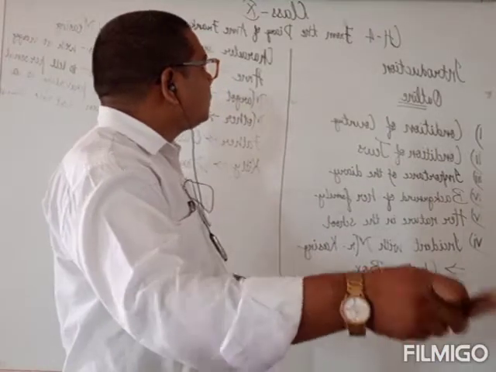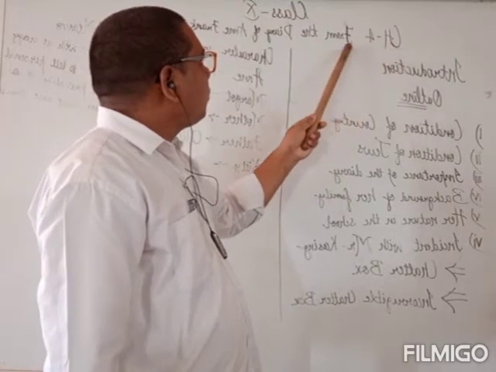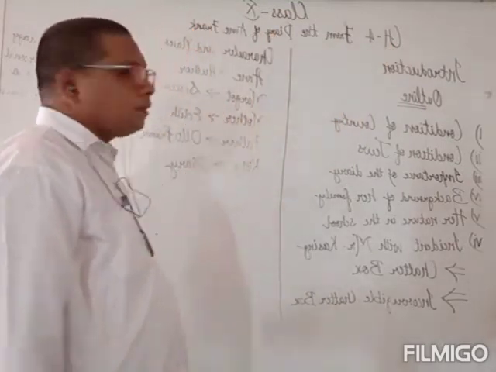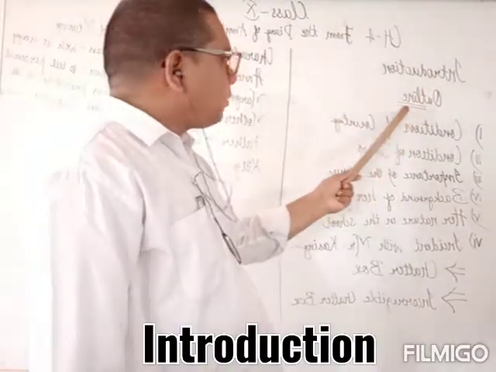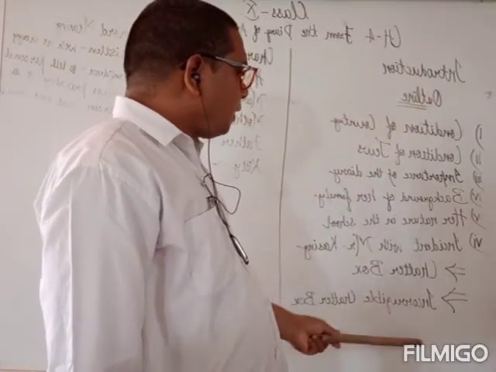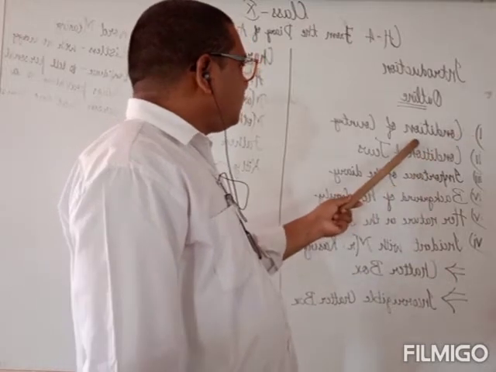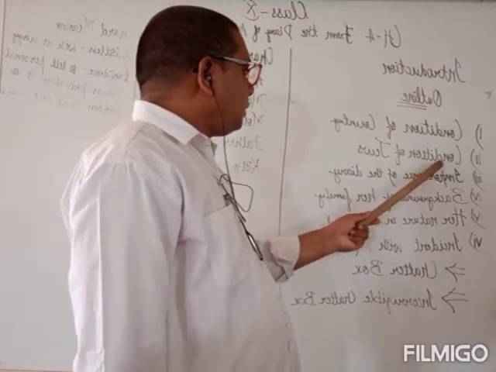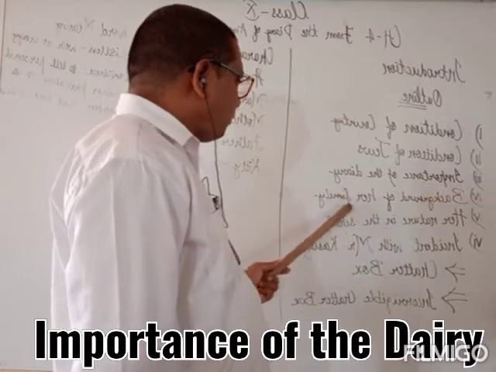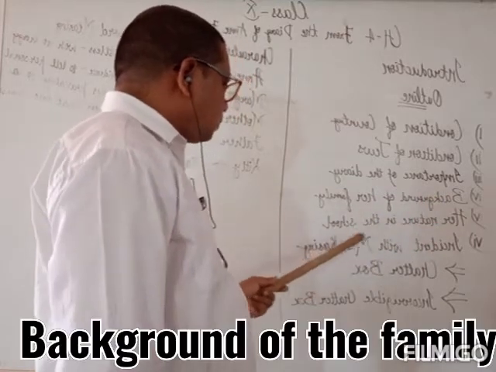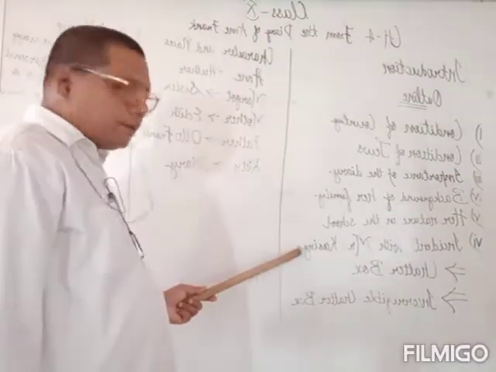As I told you, this is for class 10th and chapter number 4 from the Diary of Anne Frank. Next, we will discuss the introduction, then the outline. As for the outline, we have 7 or 8 points. Number 1, condition of the country, condition of Jews, importance of the diary, background of her family, her nature in the school, incident with Mr. Kissing, who was the mathematics teacher.